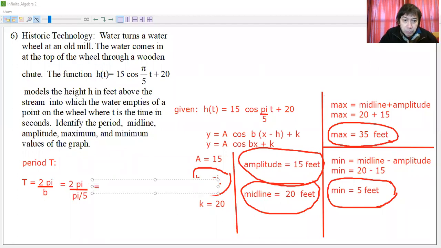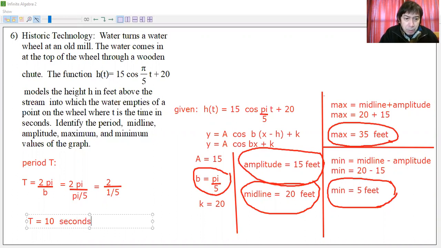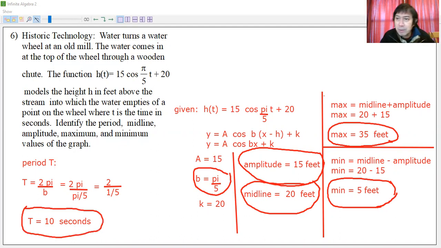This will just be equal to 2 divided by 1/5. Because the pi and the pi cancel out, the expression is reduced to 2 over 1/5, which results to 10, okay? And this will be in seconds. So 10 seconds is our answer for the period. All right, let's find out the answer from the computer.